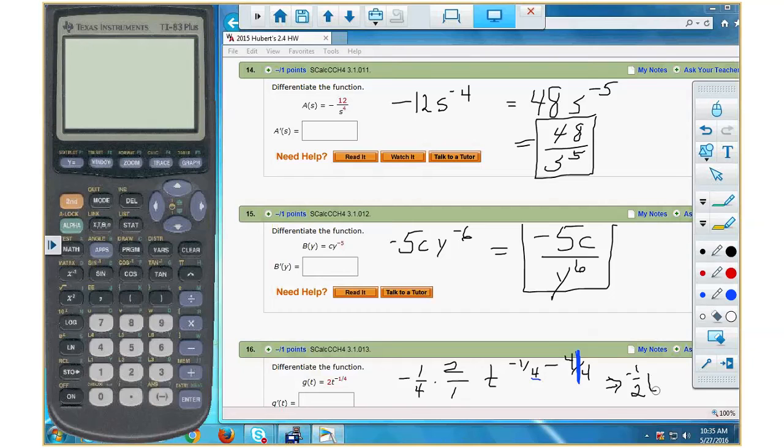t to the negative, sorry, 5/4. And you can put that t to the 5/4 with the 2, and it would be to the positive 5/4. Or you could leave it like this. You already got a mess there anyway, so you could put it down there or you can leave it there. I don't know what they want. Okay, so there's a nice one.